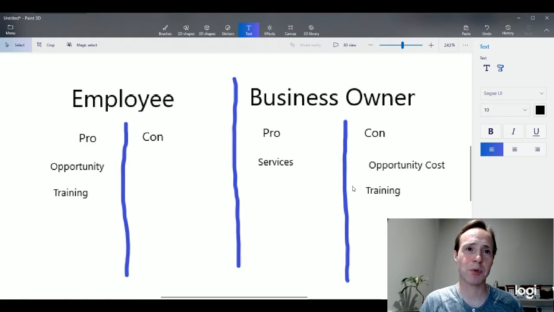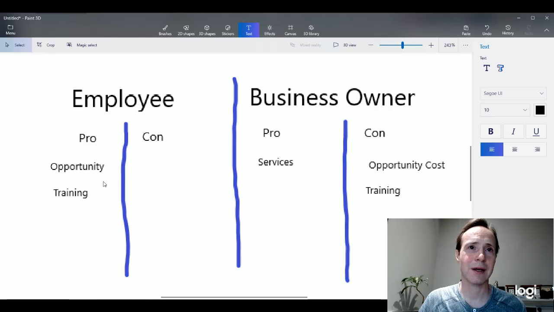And that might even put the business owner into debt. Usually it does, because they have to open up a storefront or whatever it is, and they have to create that opportunity. It can be very expensive, and they usually have loans, which is money they have to account for. So these are some of the cons for the business owner.